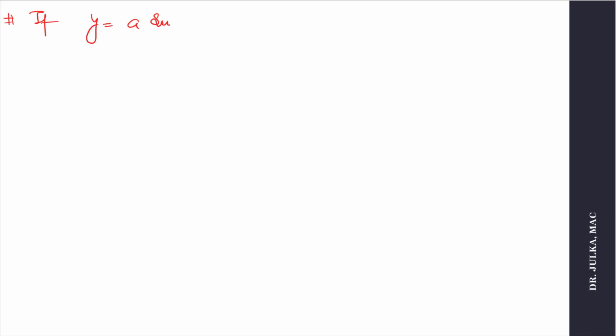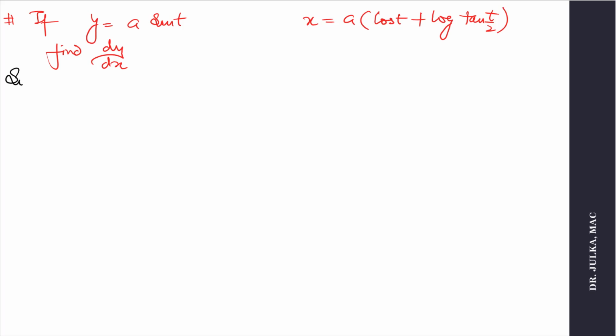Next question. If y equals a sin t and x equals a in bracket cos t plus log tan t by 2, find dy by dx. Here y and x both are functions of t. So first we calculate the derivative with respect to t in case of y. y is a sin t. Differentiating with respect to t both sides, we get dy by dt equals a as it is, and the derivative of sin t is cos t.